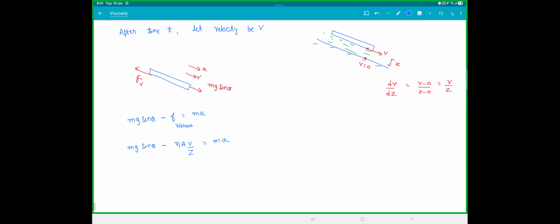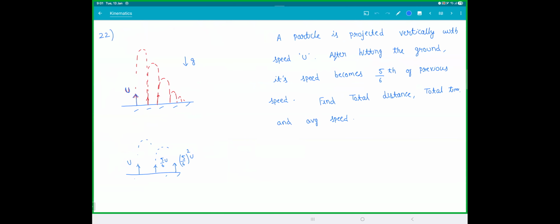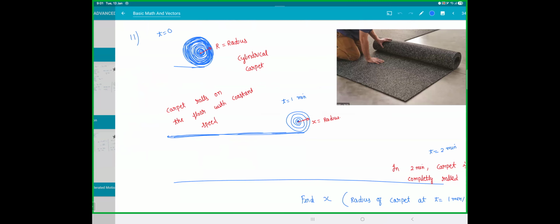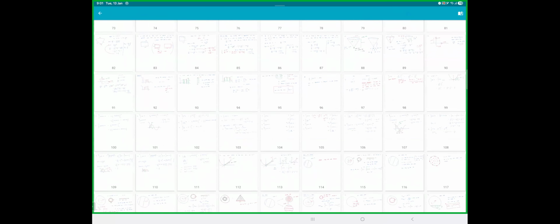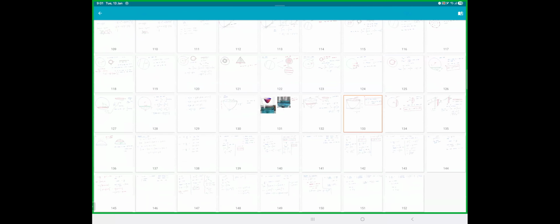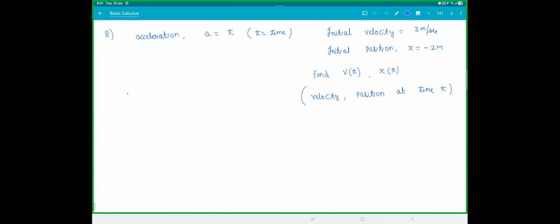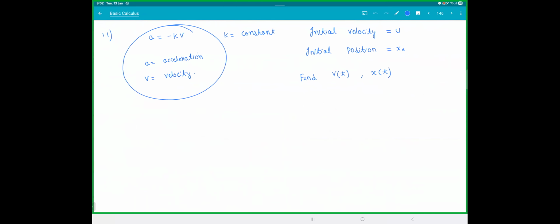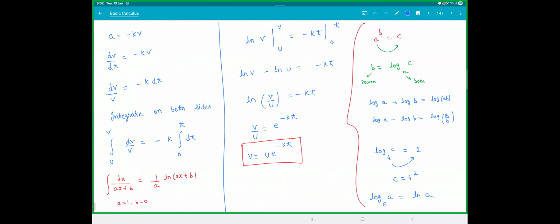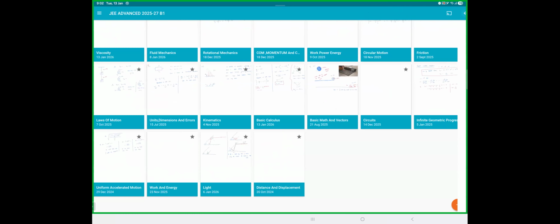Can you see this thing? This is looking like a is equal to minus kv something. You know where you have done this? We have done this in calculus also. There. Remember a is equal to minus kv? This was the integration. So you end up with something similar. Get this.